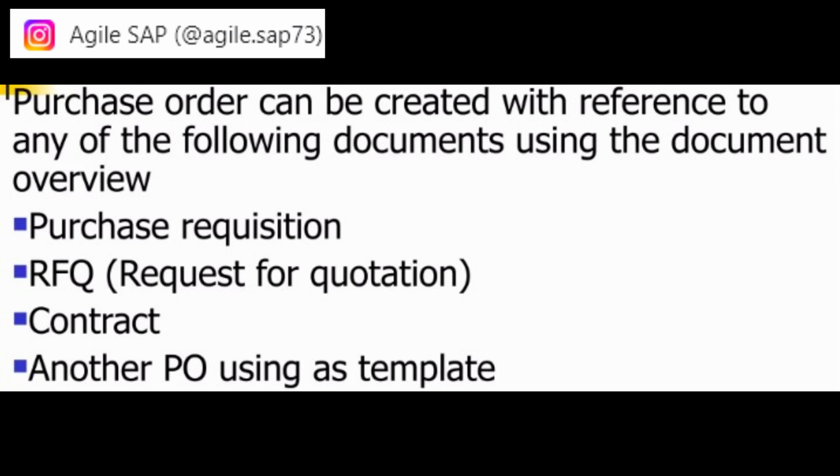Purchase orders can be created with reference to a purchase requisition or a PR. It can be created with reference to an RFQ, which is a request for quotation. You can also use a quotation to create a purchase order. You can also use another purchase order as a reference. You can also have a contract or a sales order from which you can create a purchase order. So to create a PO with respect to any other previous document, ME21N is the best transaction to use.